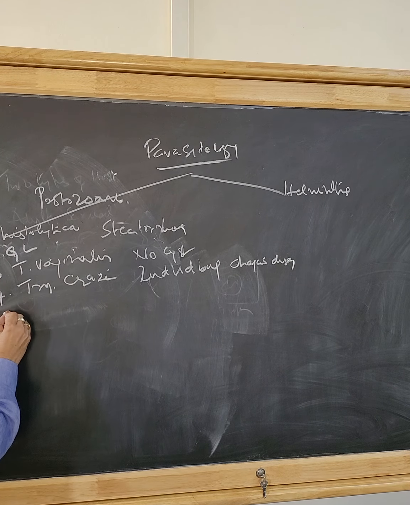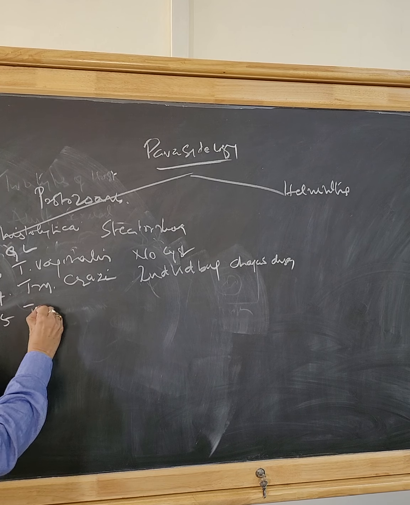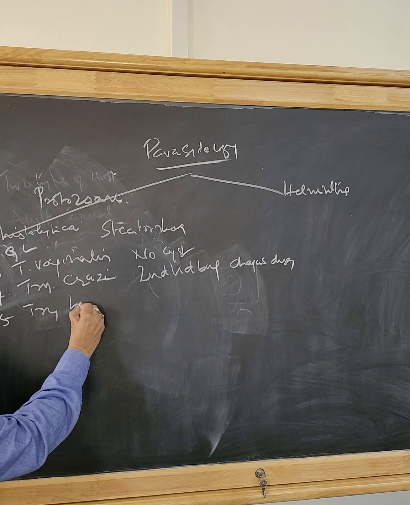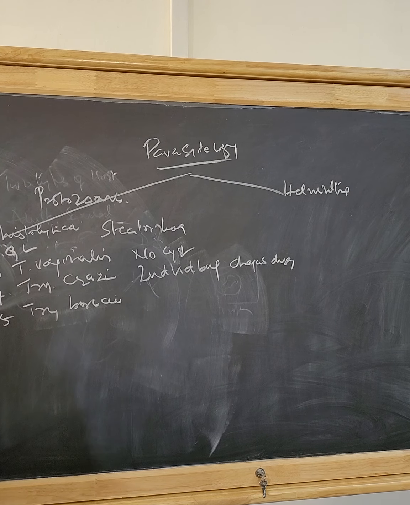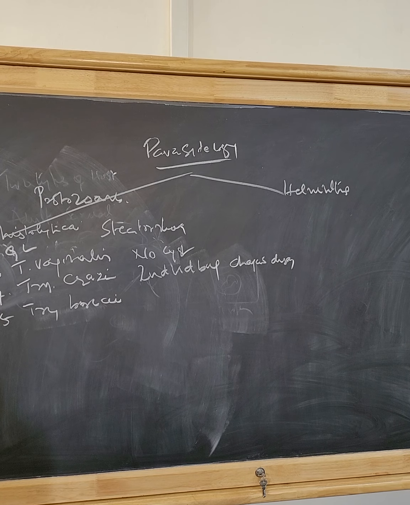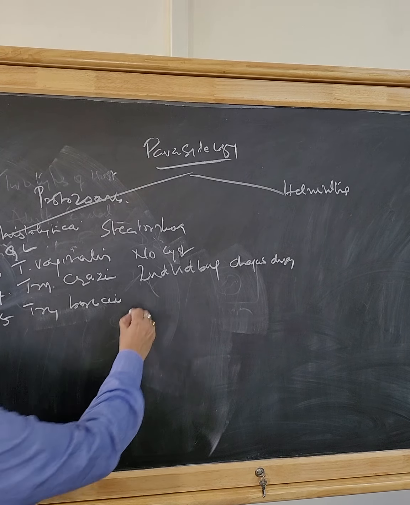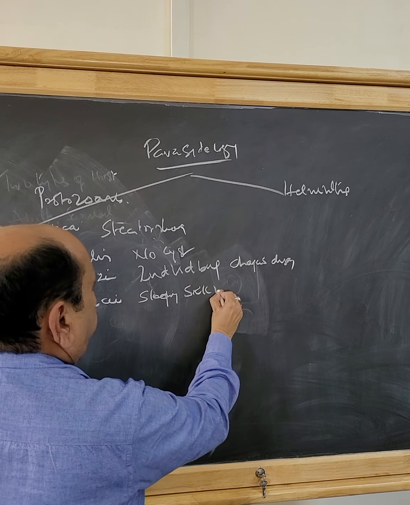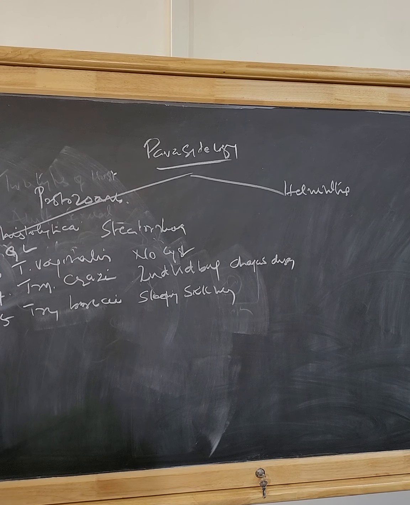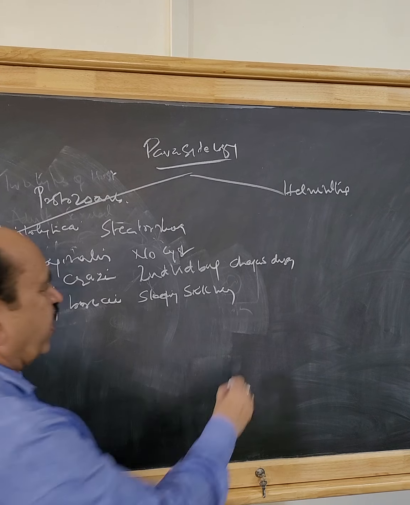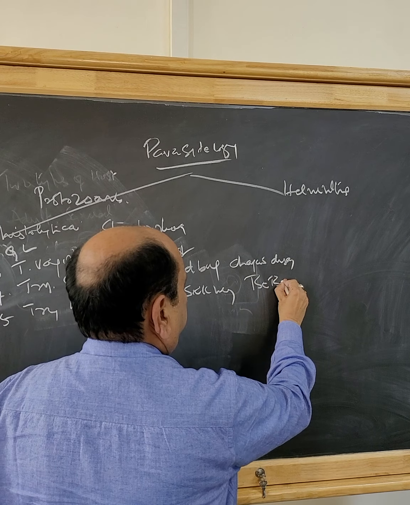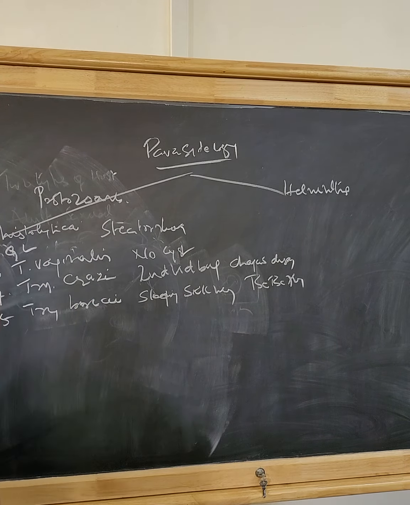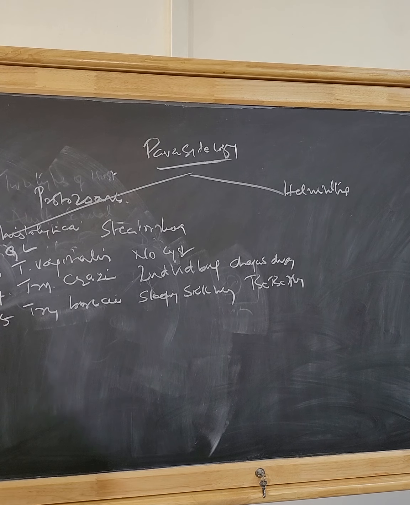Next one is Trypanosoma brucei. It gives rise to sleeping sickness. Man gets infected by the bite of the tsetse fly.